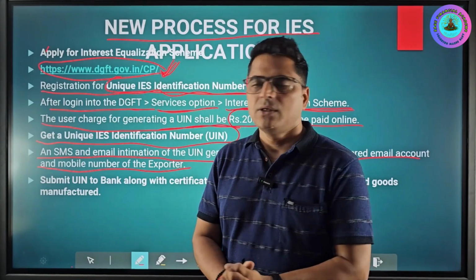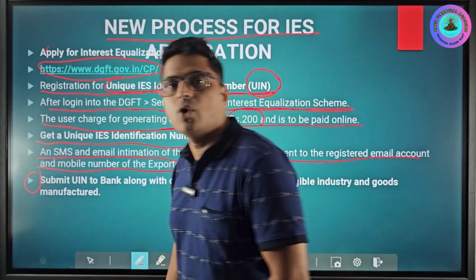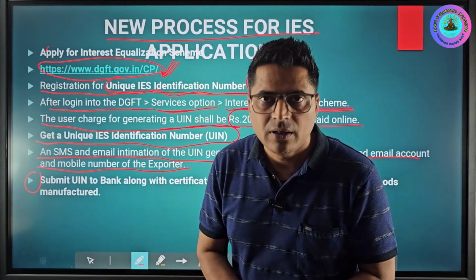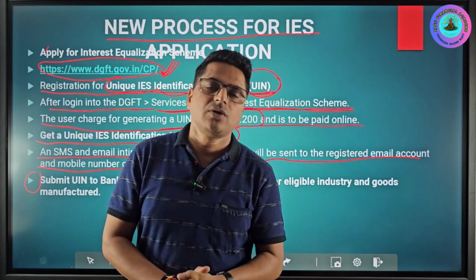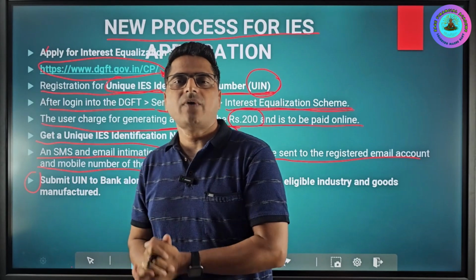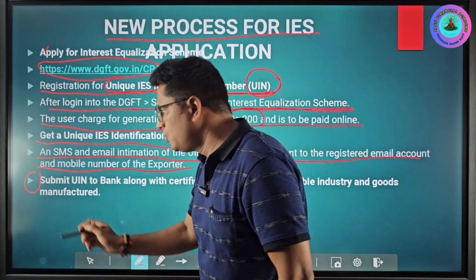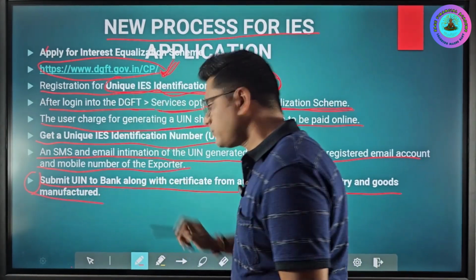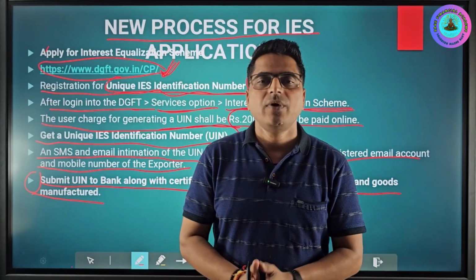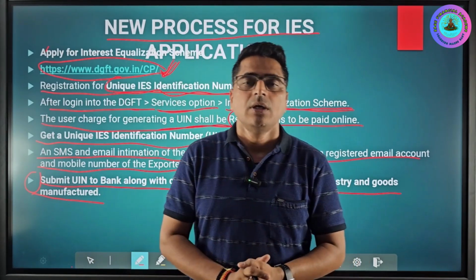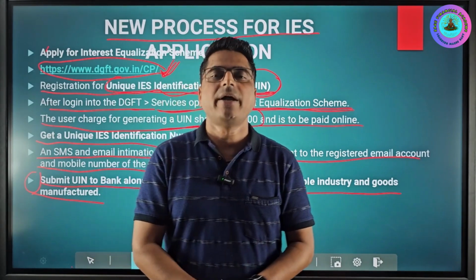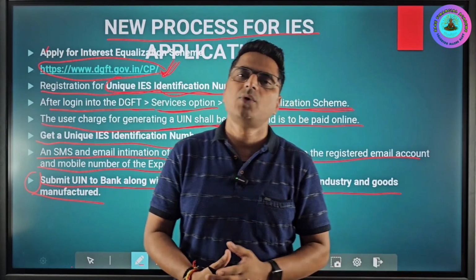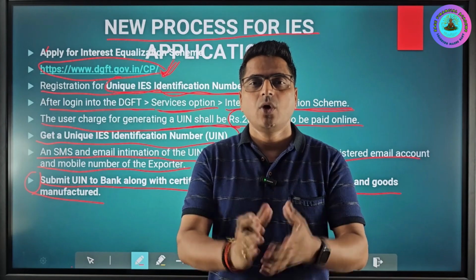What is the last process? You need to submit the UIN number to your bank, and not only the UIN number, you need to produce the auditor certificate as well. Whatever product you are producing, whatever the manufacturing unit, they will certify you, and along with the auditor certificate you need to submit the UIN to your bank for their updation. Once your bank updates these details in their records, you will be eligible to get the benefit and reimbursement. In the coming months, reimbursement will come directly to your account, and you may check with your bank as well.